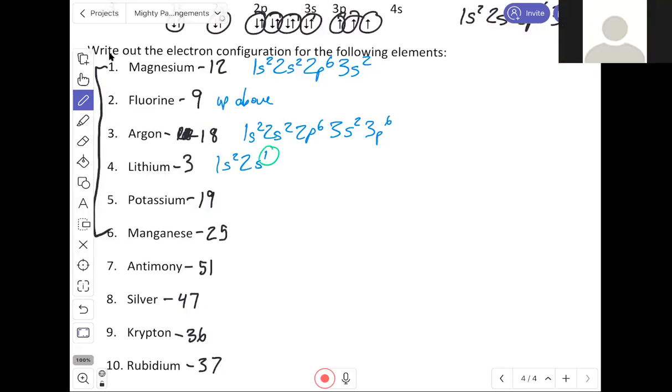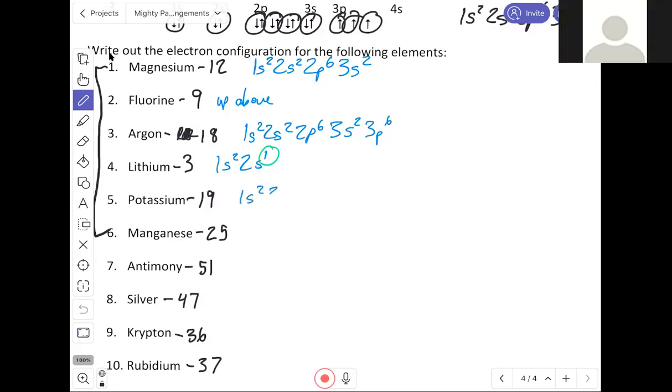Wait, Miss Beth. Oh, yes? So when you said that if the atomic number is odd, then the ending number has to be odd too, you mean the exponent? Yes. Okay, thank you. Potassium, so this is an odd number. Okay, what do we got?